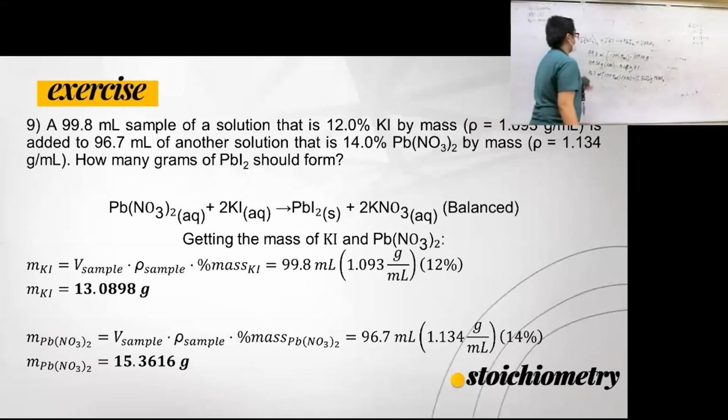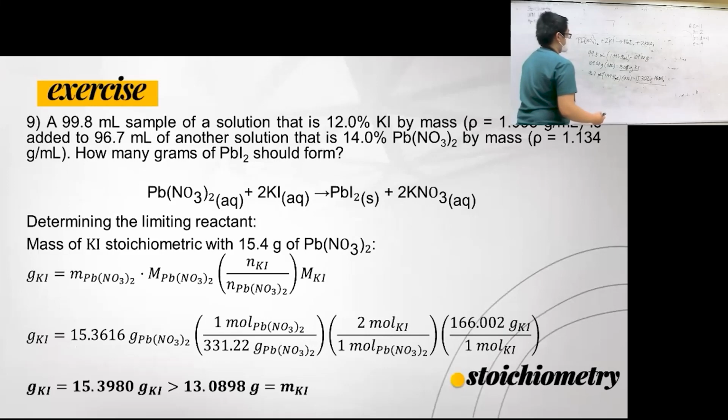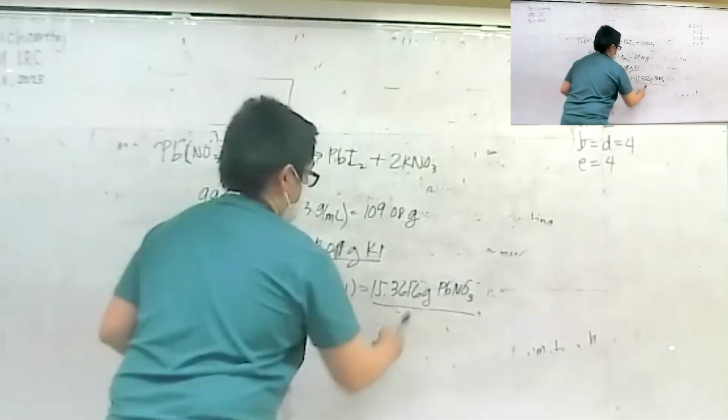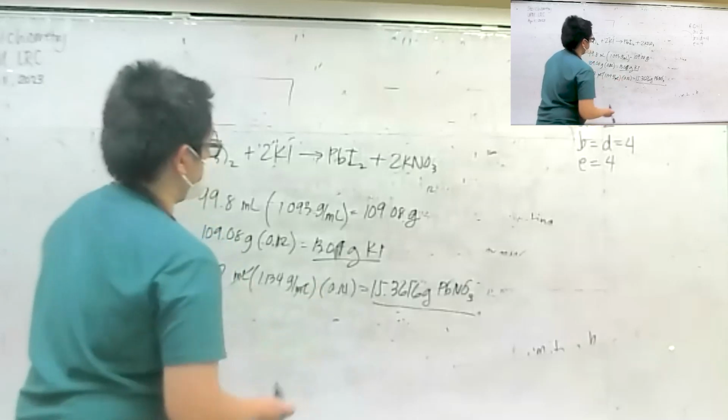So now, since gusto natin kung sino yung nagpo-produce ng PbI2, we need to determine the limiting reactant from these two. Sino yung sa kanila, yung ano. So, by converting them to moles, kung equal sila, then there's no limiting reactant. Whichever one's lesser is the limiting reactant.